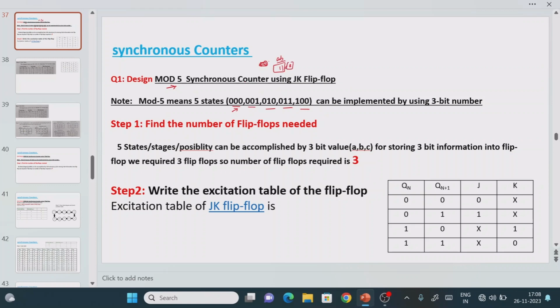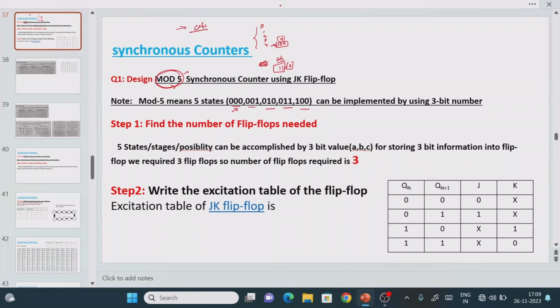But what is the count we require? 5 count. 5 count means 0 1 2 3 4, so the total count will be 5. What is the binary number for 4? 1 0 0. It means that we require the 3-bit representation. So to represent the mod 5 counter, we require 3-bit information.